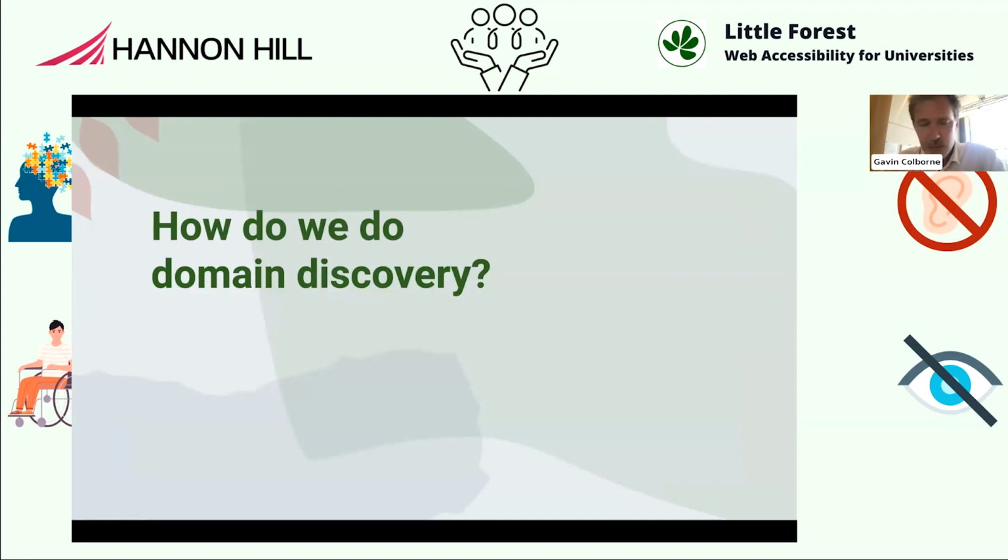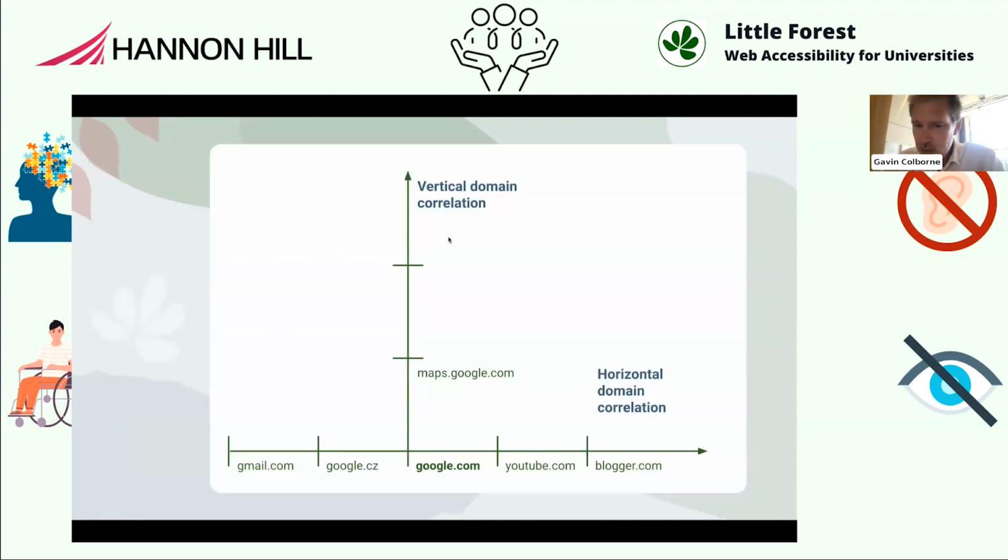So the question I'm always asked: how do we do the domain discovery? The initial approach is done in two ways. We do what's called a vertical domain correlation, and with that we look at your main domain and we look at the subdomains. We find as many subdomains of your main domain as possible. This is the key thing to do, I believe, in terms of starting. Often you'll get so much data back, you'll find so many websites here that you want to spend some time actually just focusing on that.